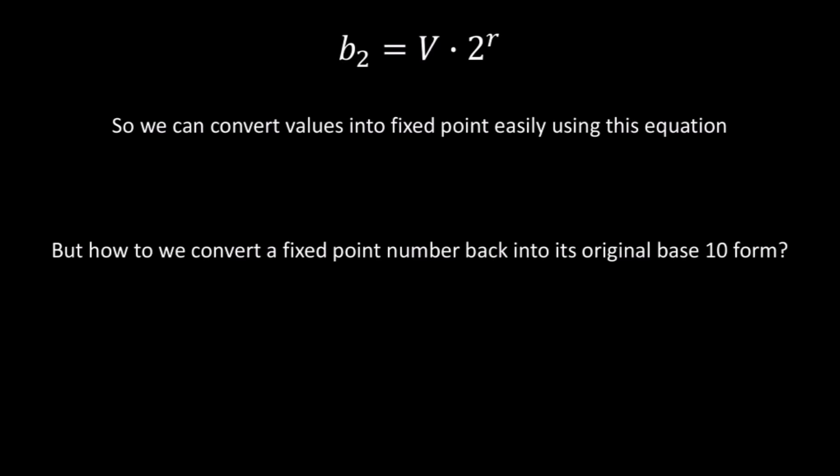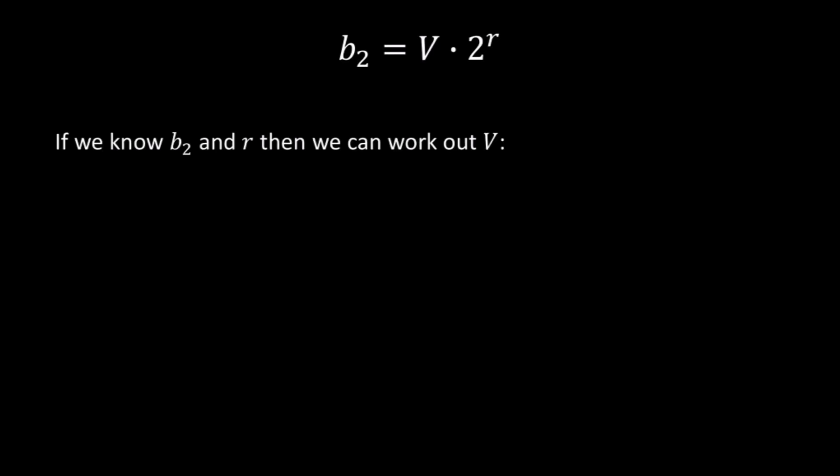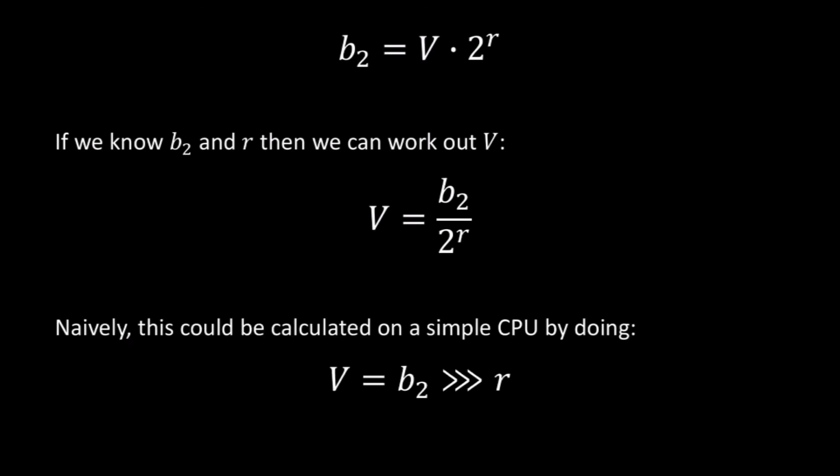So let's say you have a fixed point value stored in a CPU and you want to display that value. Well, how do you do that? Well, we could rearrange the equation. Since we know b2 and we know r, we can rearrange the equation for v, giving us v equals b2 over 2 to the power of r. And to calculate this on a simple CPU, we could naively take our value and right shift it r times.